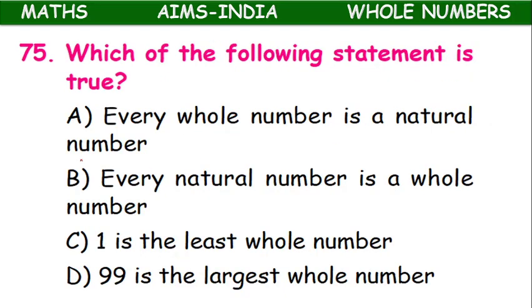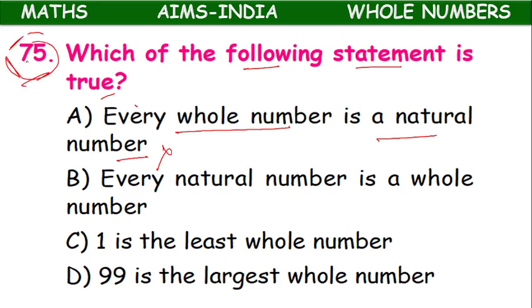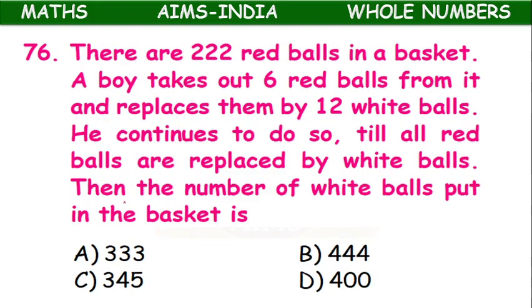Next. Which of the following statements is true? Every whole number is a natural number, wrong. So already we discussed this type of question, children. Please do it as a homework. 75th question, do it as a homework.